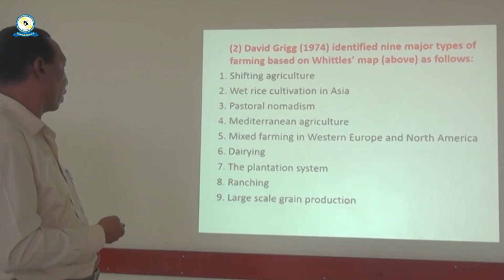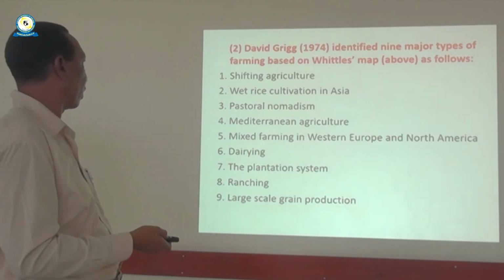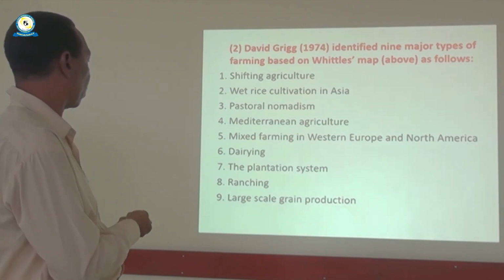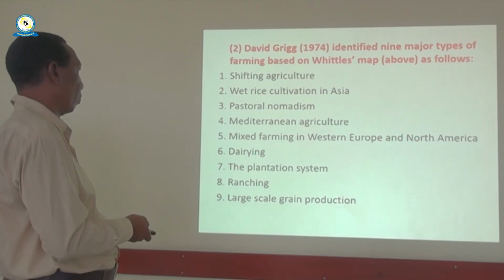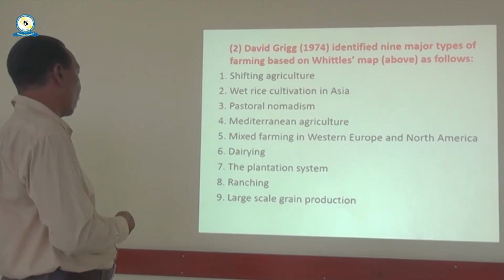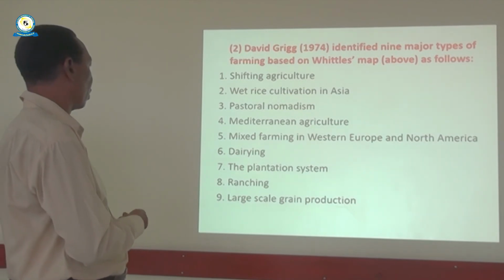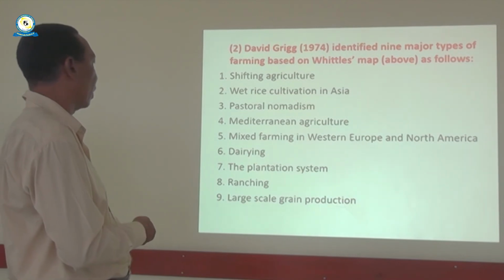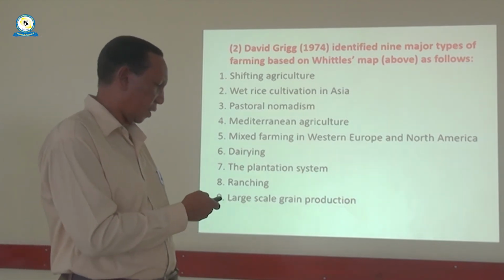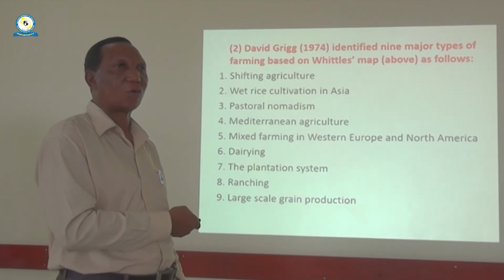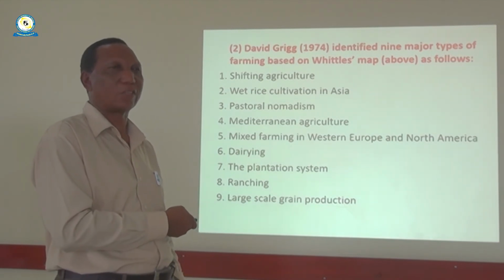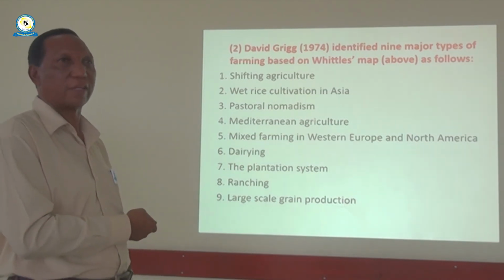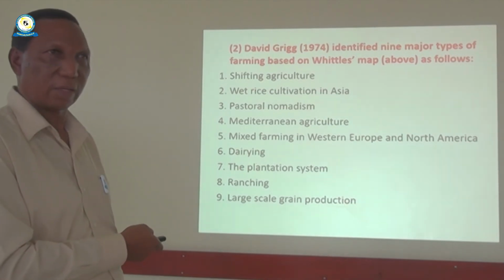So the shifting agriculture, wet rice cultivation in Asia, pastoral nomadism, the Mediterranean agriculture, mixed farming in Western Europe and North Africa and America, dairy, the plantation system, ranching, large-scale grain production. But as you can see, the globe is so wide, and the varieties and species of different types of crops, even this one, to some extent, does not exist.